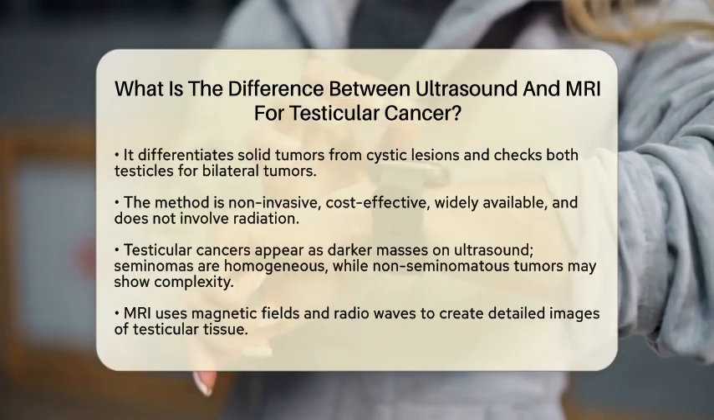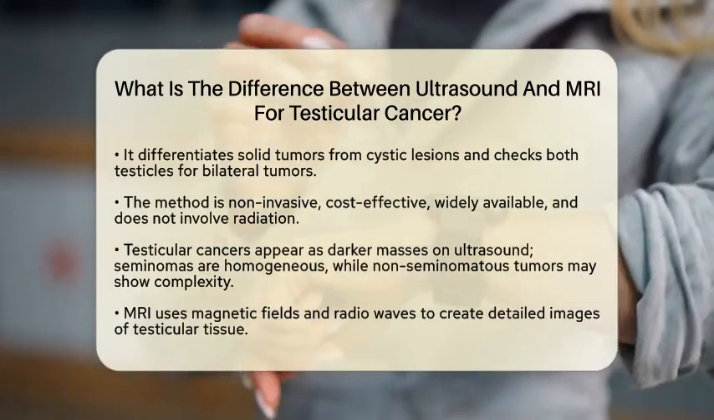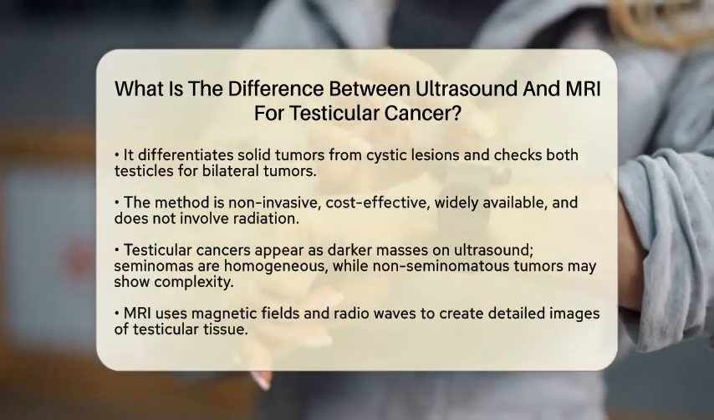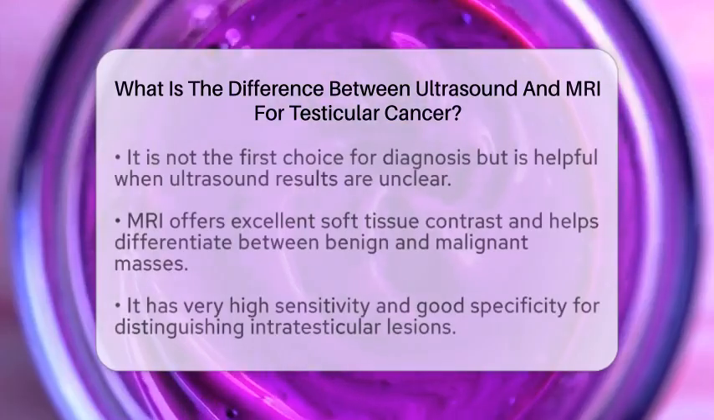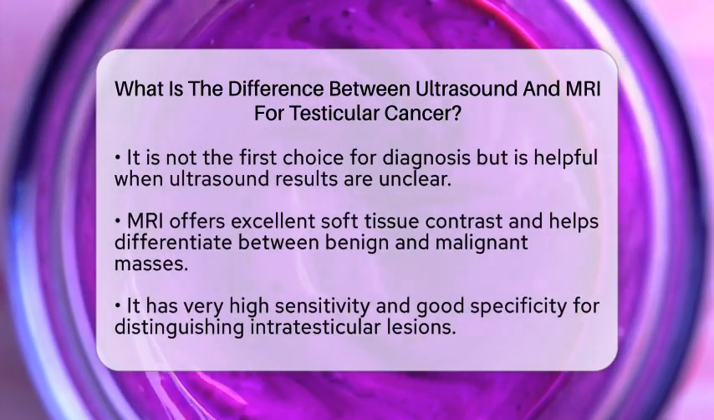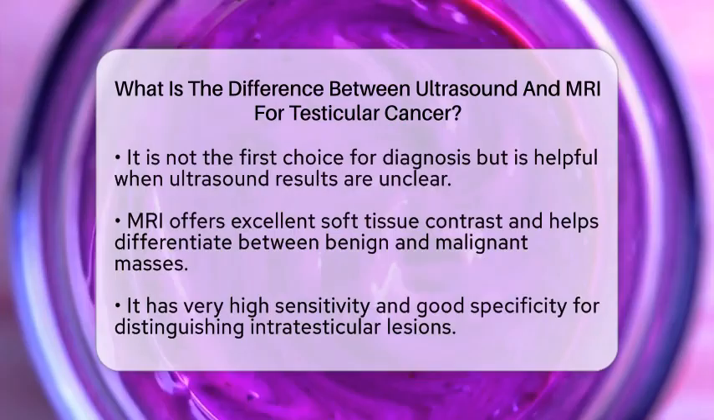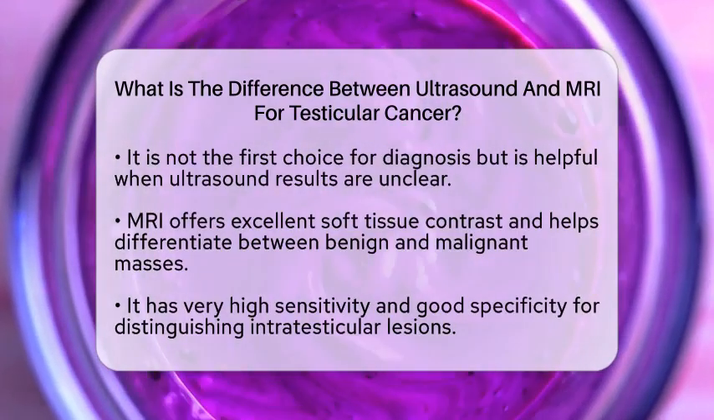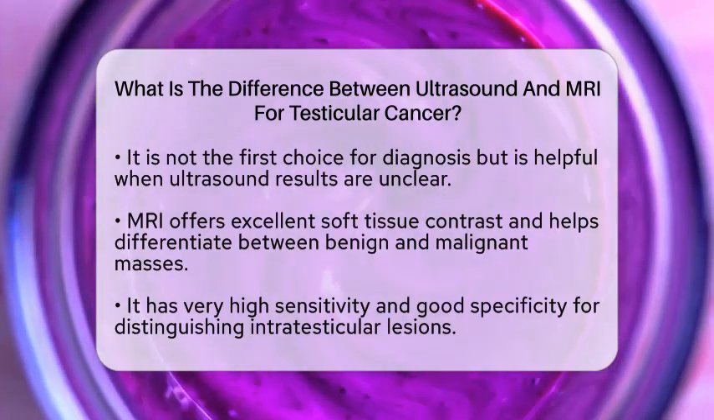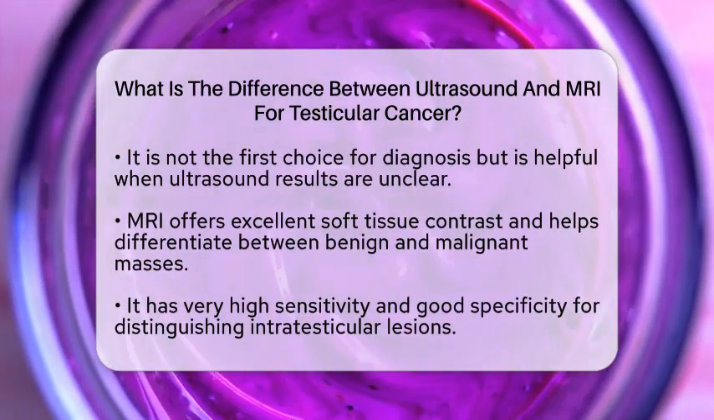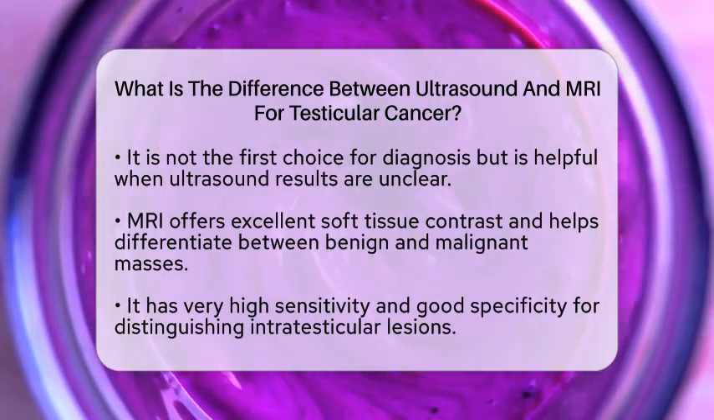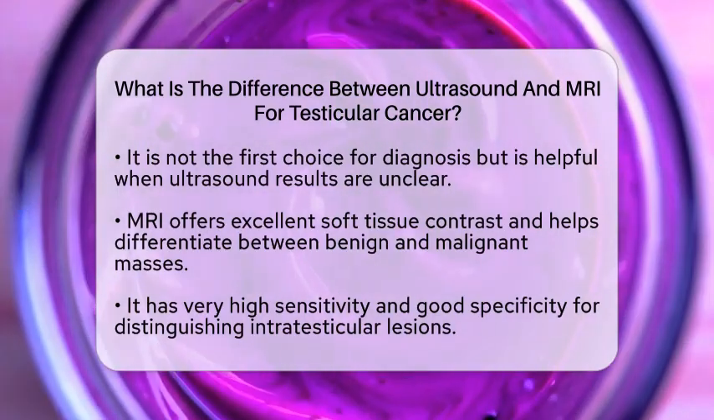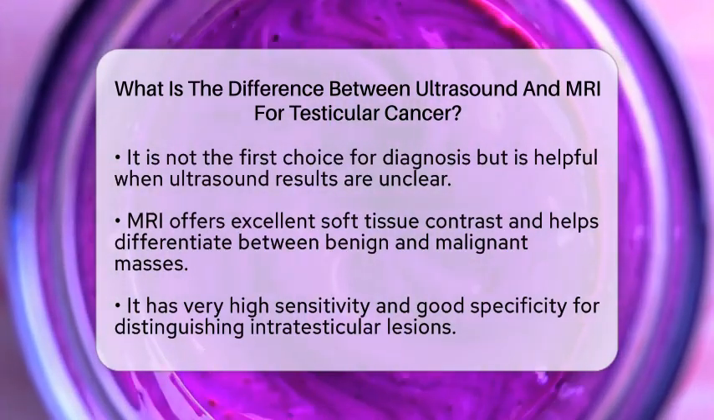intervention. On the other hand, magnetic resonance imaging, or MRI, uses magnetic fields and radio waves to produce detailed images of the testicular tissue. While MRI is not the first choice for diagnosing testicular cancer, it serves as a valuable adjunct when ultrasound results are unclear or when more information about the mass is needed. MRI provides excellent soft tissue contrast, allowing for better characterization of lesions. It can help differentiate between benign and malignant masses and assess the local extent of the tumor, which is especially important if testis-sparing surgery is being considered.